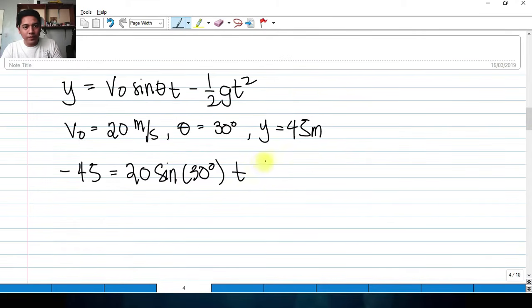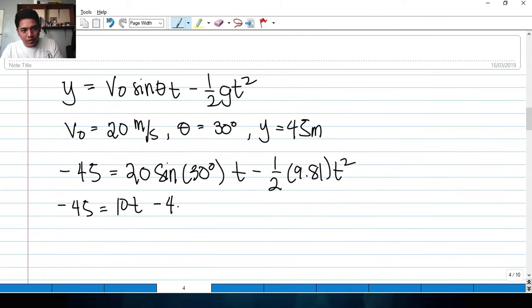We don't know the time. Okay? So, minus 1/2 of 9.81 t squared. Again, evaluating this, negative 45 equals 20 sine 30, and that is 10t, minus 4.905 t squared. So we have evaluated 1/2 of 9.81. Transposing these two terms to the left side of the equation, 4.905 t squared minus 10t minus 45 is equal to 0.